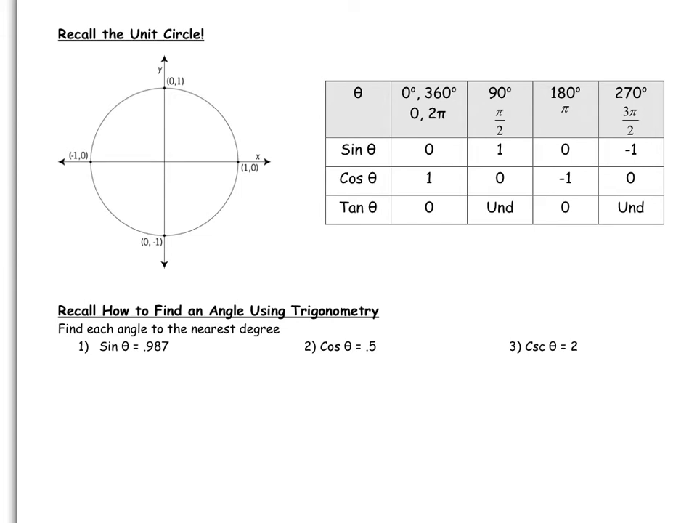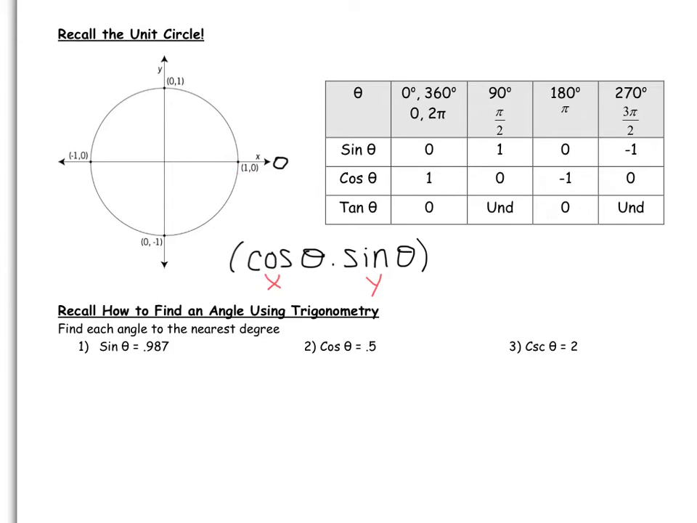Now, just as a refresher, every point on the unit circle would be considered cosine theta, comma sine theta. So that means every x value would represent cosine and every y value would represent sine. So for example, if this is 0 degrees, I want to find cosine of 0 degrees. I look at the x value. So cosine of 0 is 1.